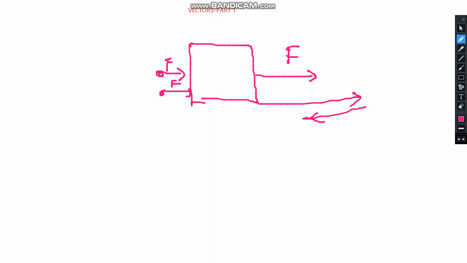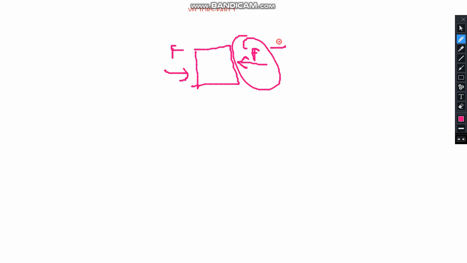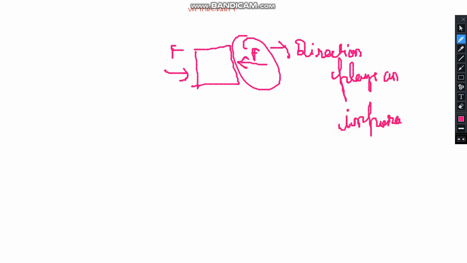But what if the same scenario happens differently? Suppose the same block. A boy is pushing with the force F, but a girl is pushing with the force F in this direction. Then the body may not move, or move in some direction that they both wish. So here direction plays an important role. So for direction we represent them with vectors.